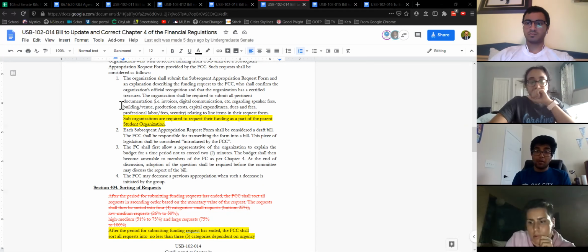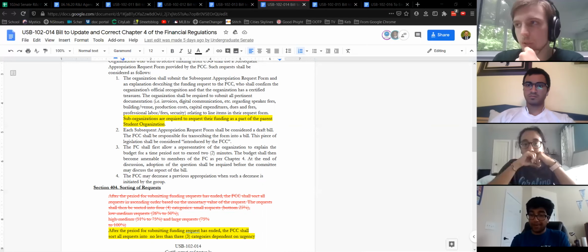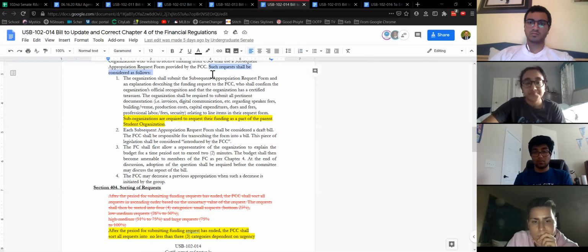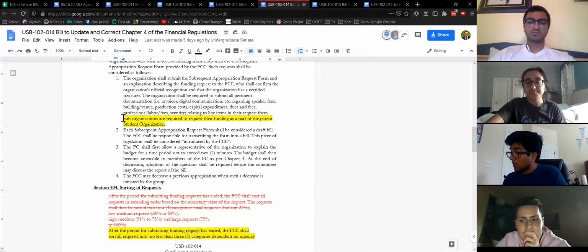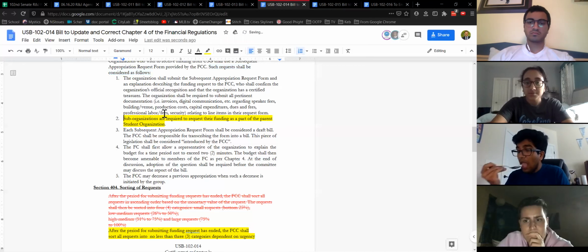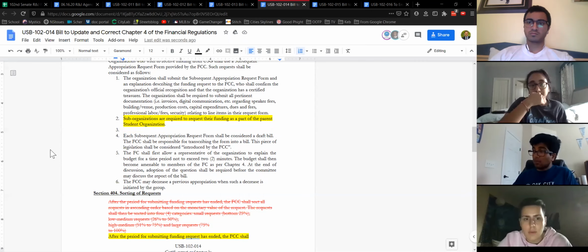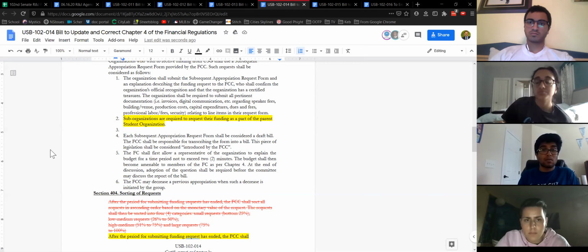Unless we just wanted to add those as different numbers, like make this one number 2, and then add a new 3 and 4, because this part already says requests shall be considered as follows, and they're not even going to be considered if. I like that idea better. I agree. So I would make that number 2, and for number 3: the organizations that received funding in the subsequent appropriations shall not be eligible for the secondary subsequent.